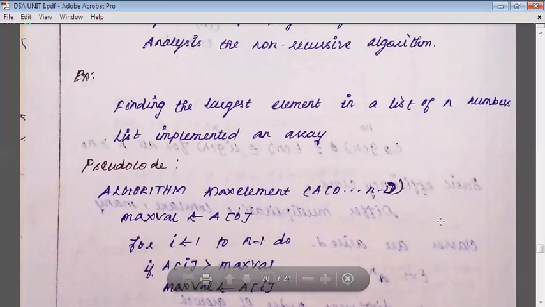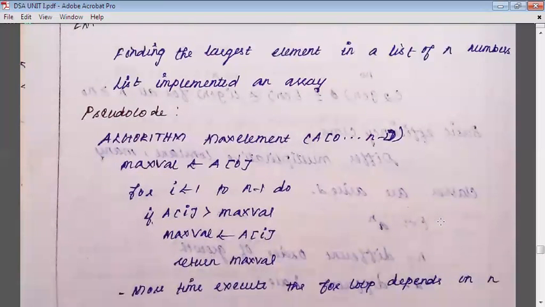The algorithm name is MaxElement. It takes one parameter, the array, which runs from 0 to n minus 1. We first assign the first value of the array as the maximum value. The first value is at A of 0, so A of 0 is assigned as the maximum value.